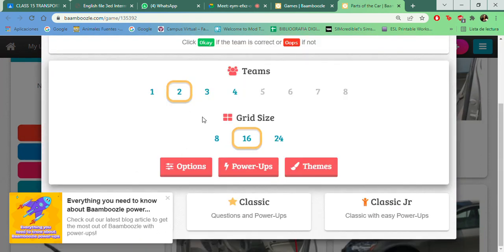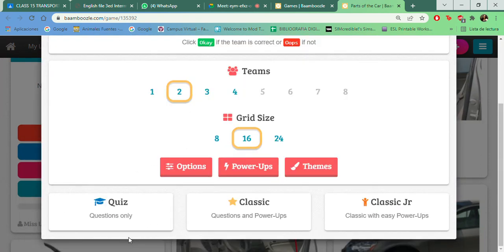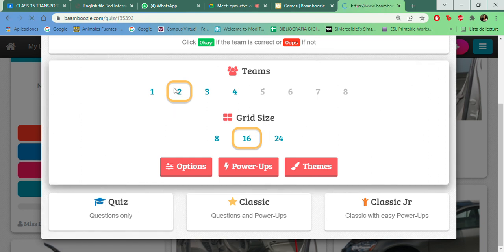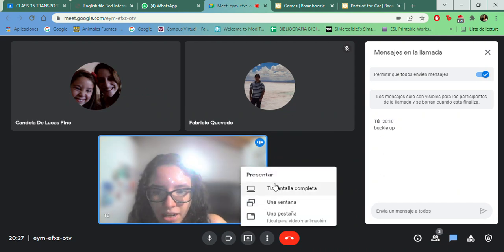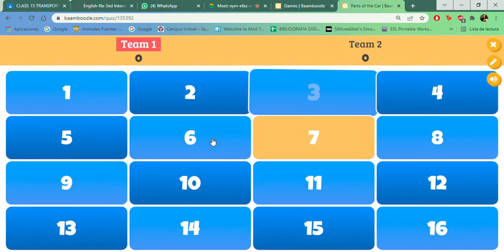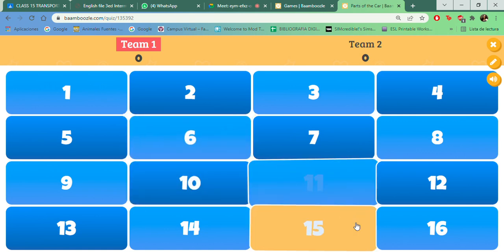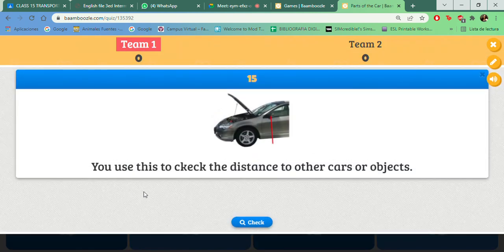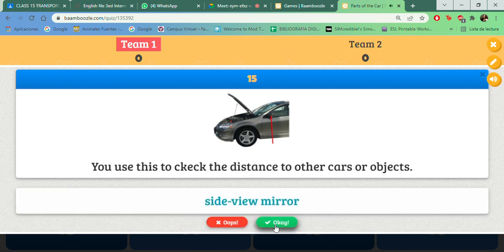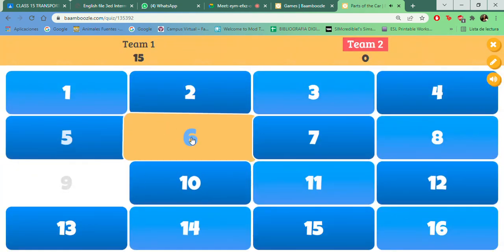Great. Two teams. Let's share the screen and we practice. Cande, team number 1. Choose a number. 9. Okay. You use this to check the distance to the other cars or objects. This is called mirror. Yes, the side view mirror, or mirror. Side view mirror.